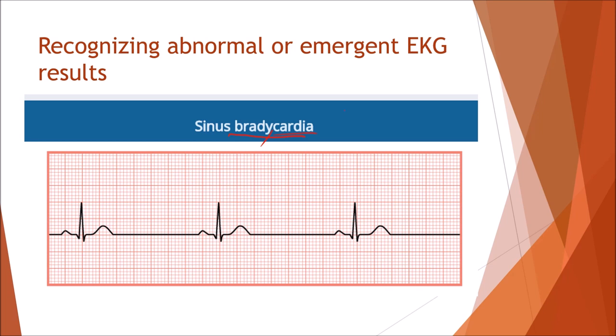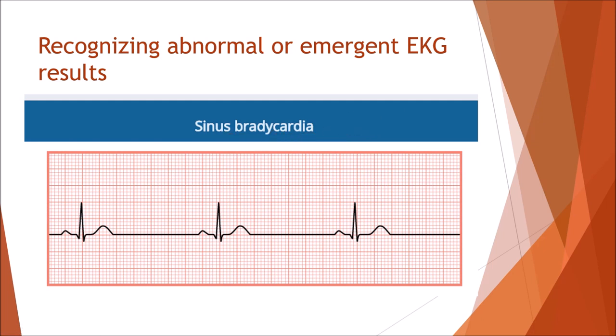The heart rate should be between 60 to 100 beats per minute in an adult. Now you might see slight variations of this. You might see 80 to 100, 75 to 90, but 60 to 100 is usually the common number. So how do we know this one is slow?